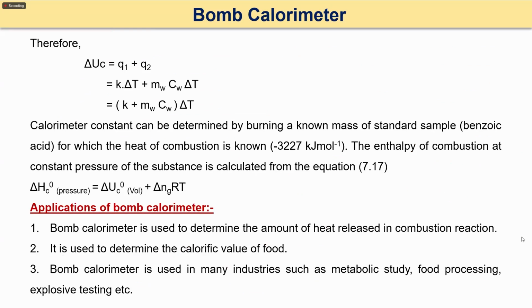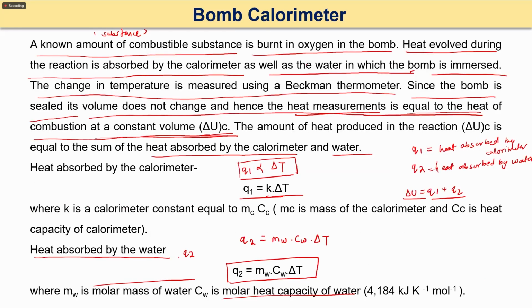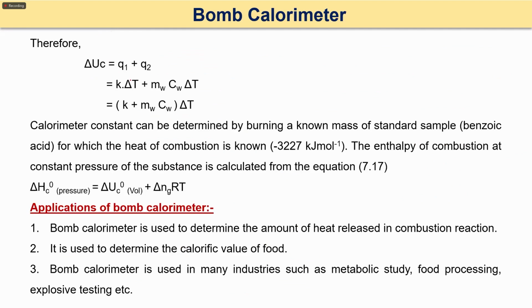Now we have to calculate delta U, which is Q1 plus Q2. So let us put the values of Q1 and Q2 in this equation, and we will get K into delta T plus M into C into delta T. Here delta T is common, so we will take it out, and your delta U will become K plus MW, that is molar mass of water, into Cw, that is heat capacity of water, into delta T. This is how you can calculate the change in internal energy, that is the heat of combustion at constant volume.